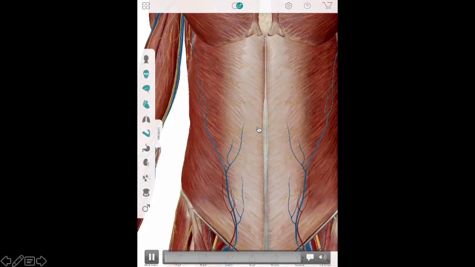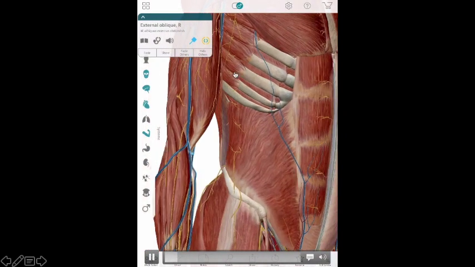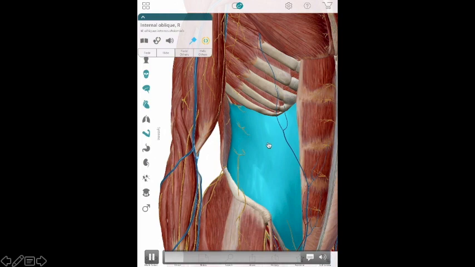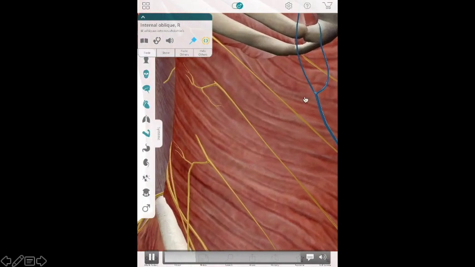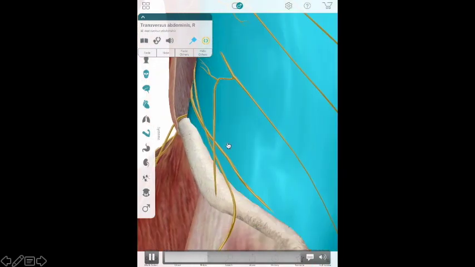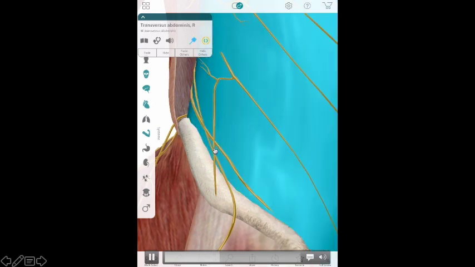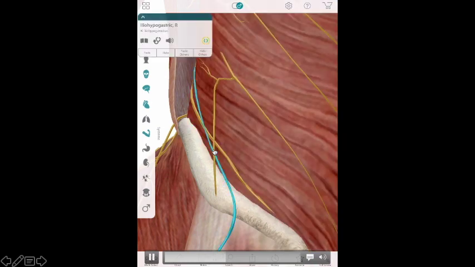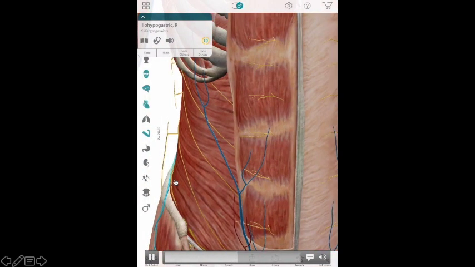So if you look at this video, this is the external oblique muscle, this is your internal oblique muscle. I am removing the internal oblique muscle, and you can see all these nerves. This is T9, T10, T11, T12 and the ilioinguinal and iliohypogastric nerves. Again, this is transversus abdominis and this is the ilioinguinal nerve. This is the iliohypogastric nerve. So it is just above the iliac crest. So here you can block those nerves.